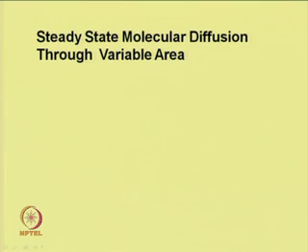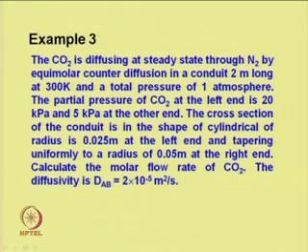Now, let us consider this example where carbon dioxide is diffusing at steady state through nitrogen by equimolar counter diffusion in a similar conduit of 2 meter length at 300 Kelvin and at 1 atmosphere pressure. The partial pressure at the left end is 20 kilopascal and 5 kilopascal at the other end. The cross section of the conduit is cylindrical with radius 0.025 meter, and at the other end the radius is 0.05 meter. We have to calculate the molar flow rate of CO2 and the diffusion coefficient is given.